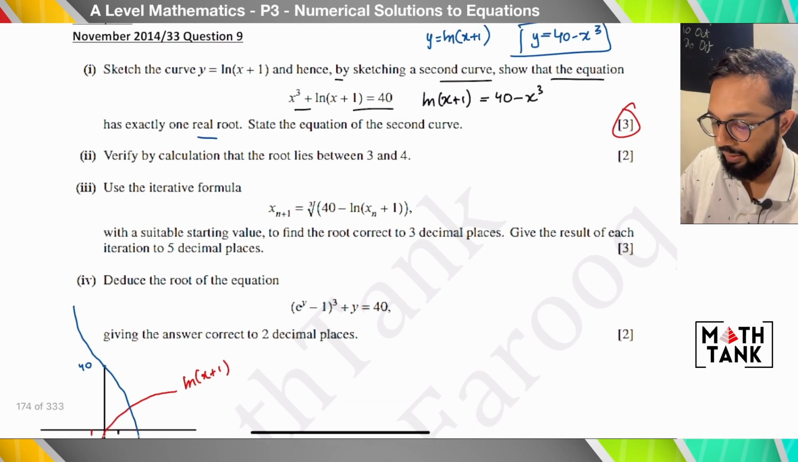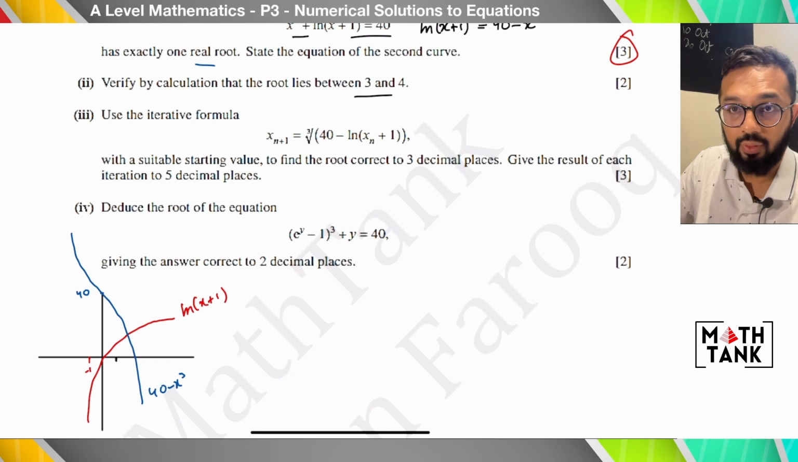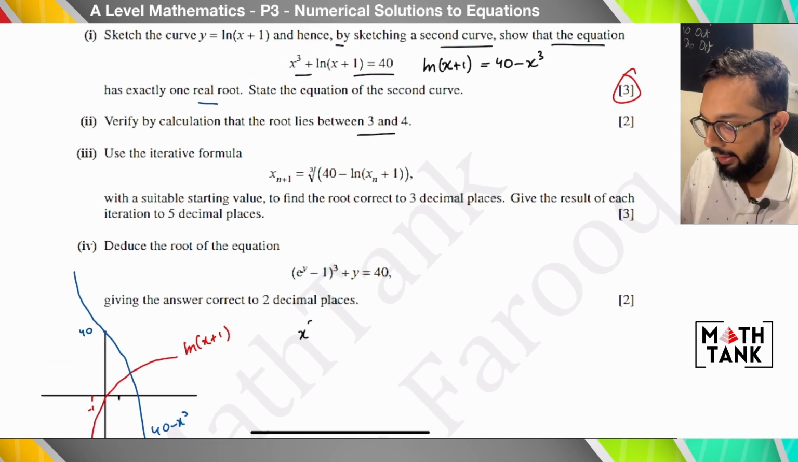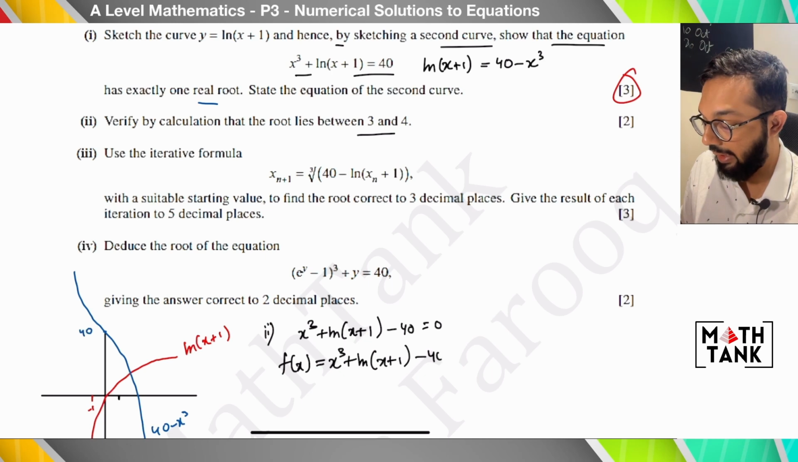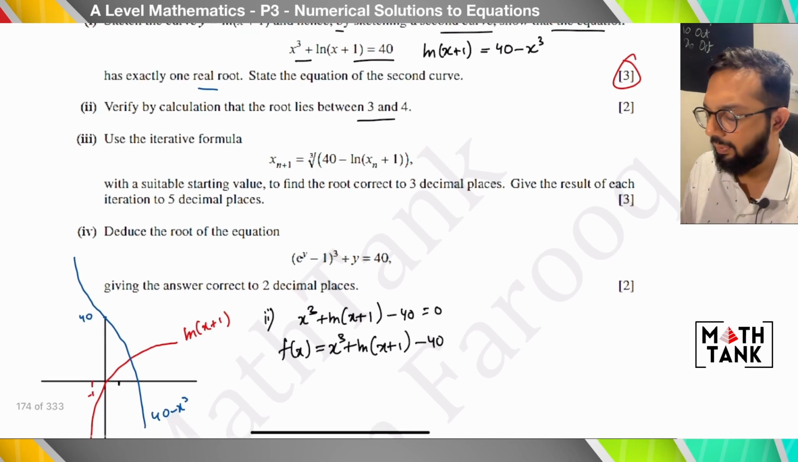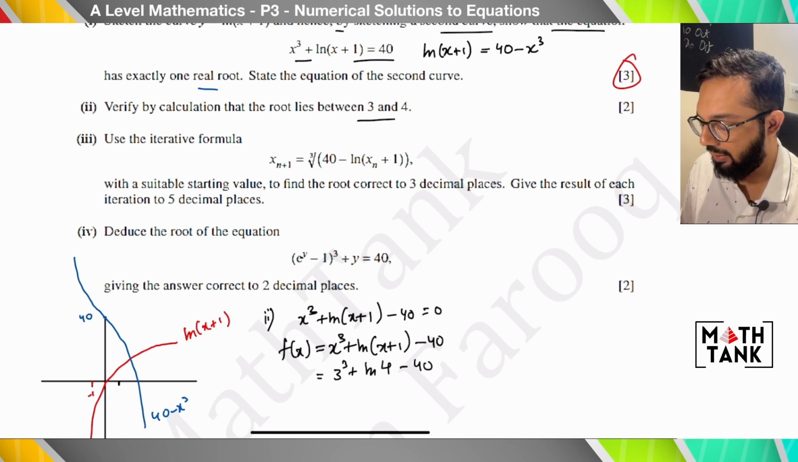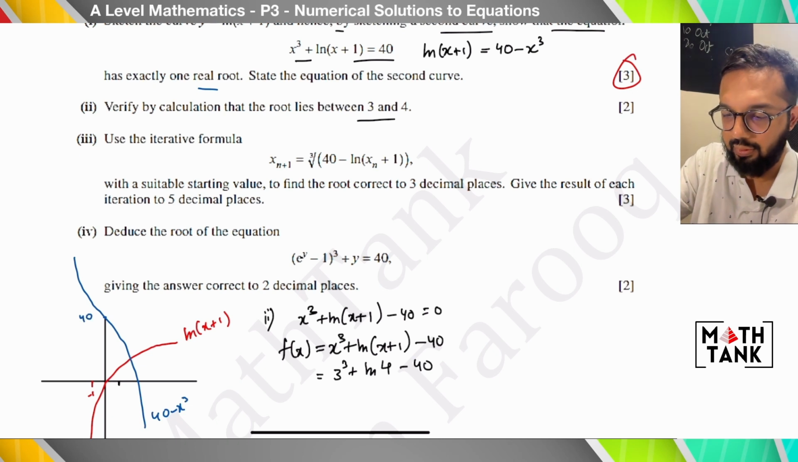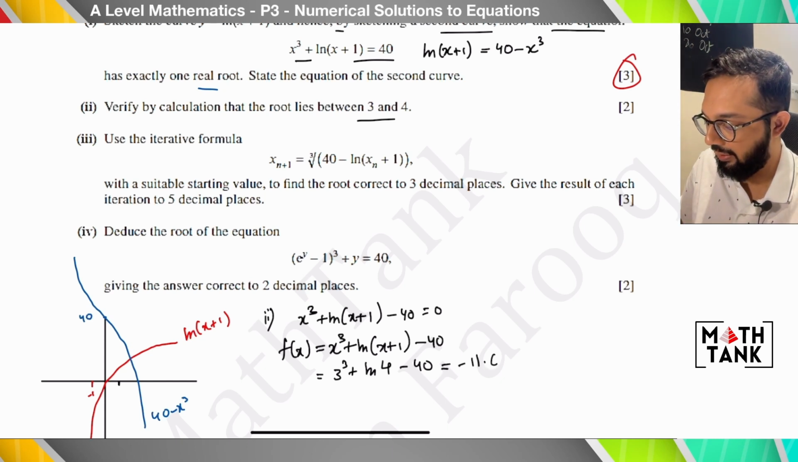Okay. Then verify by calculation that the root lies between 3 and 4. Now, if you remember from the previous lecture, I cannot verify till I bring everything on one side and say that this becomes a function of x. Then I can plug in values of x and show that the y values go from negative to positive. So I'm going to first plug in 3. 3 cube is 27, plus ln 4 minus 40 gives me minus 11.61.